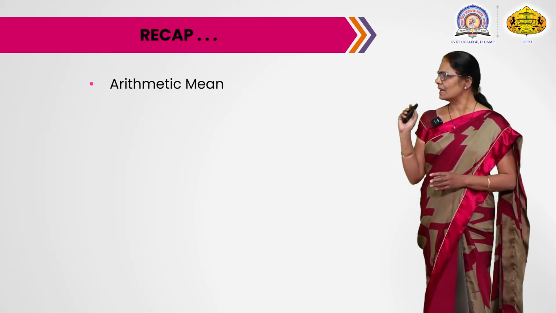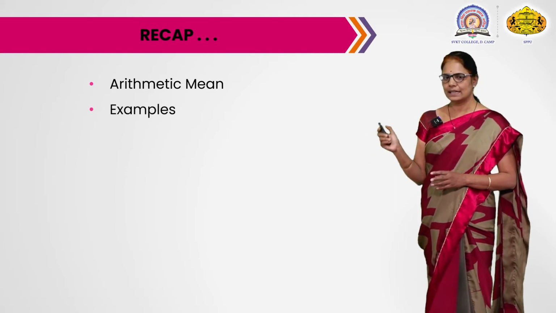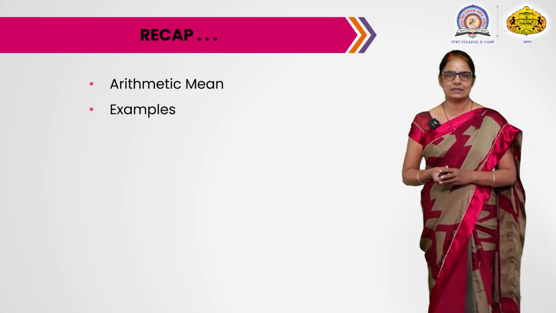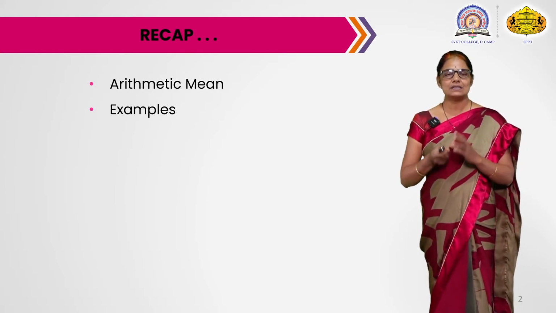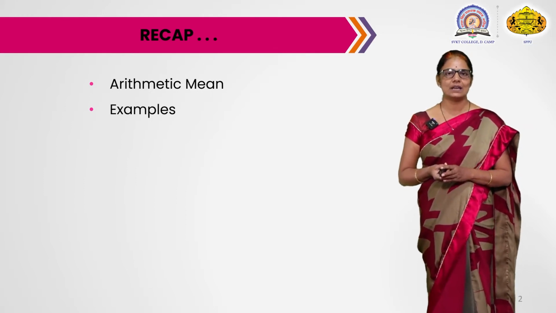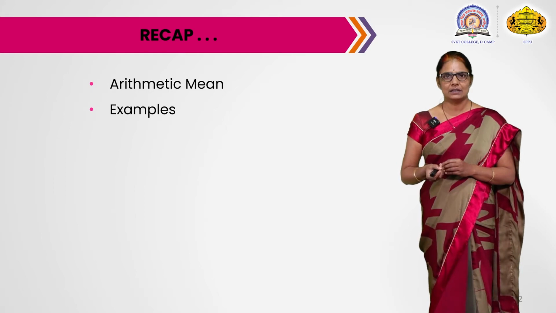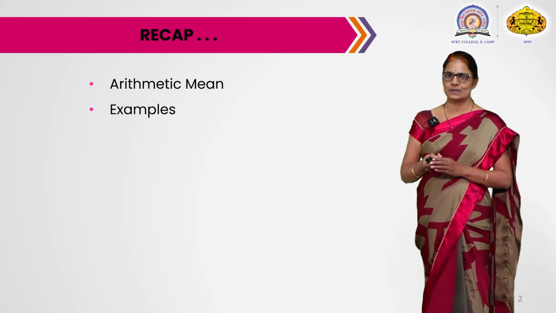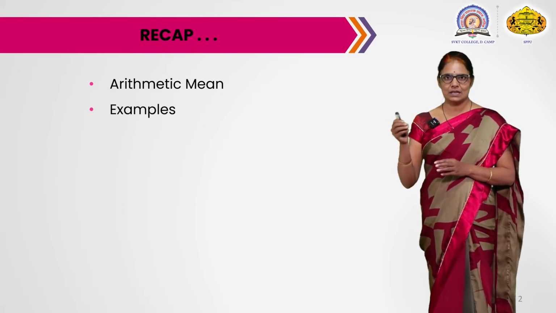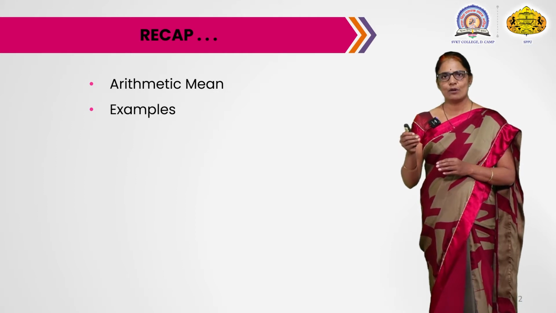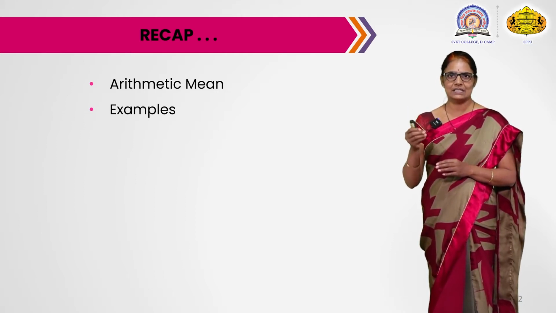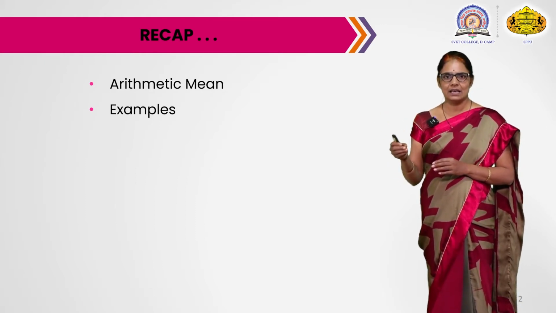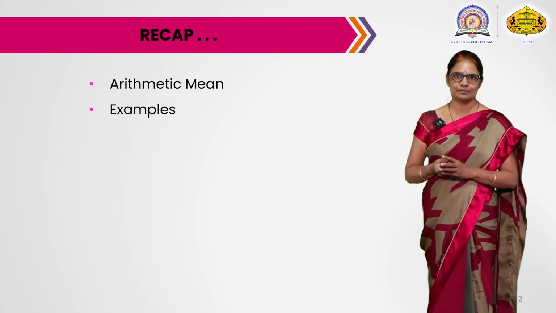In the last lecture, we studied arithmetic mean and related examples. We know that arithmetic mean is one of the measures of central tendency. For a series, suppose the observations are x1, x2, up to xn. Then the arithmetic mean is the sum of all observations upon the total number of observations. Here the number of observations is small n. So the sum of all observations, x1 plus x2 plus x3 up to xn, divided by n, is the arithmetic mean of the given series.